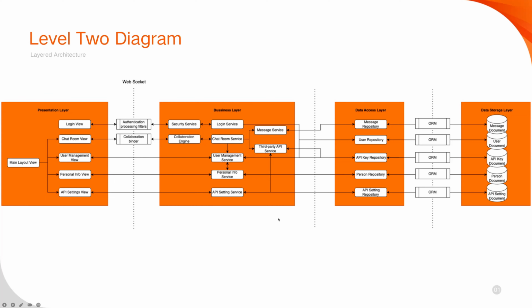Collaboration engines have been added to enable live chat functionality by binding the topic ID and user ID with the front end and message queue. The message service is responsible for sorting and storing the chat records, while the third-party API service is used to call OpenAI-related interfaces. The presentation layer and the business layer communicate with each other via WebSocket.